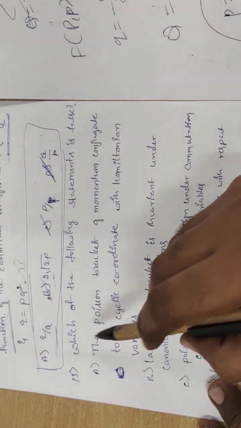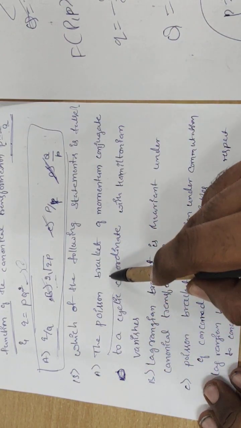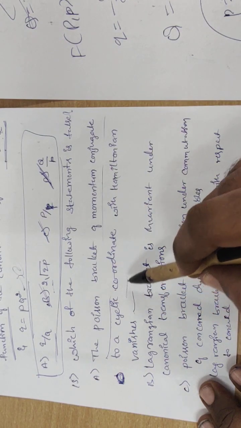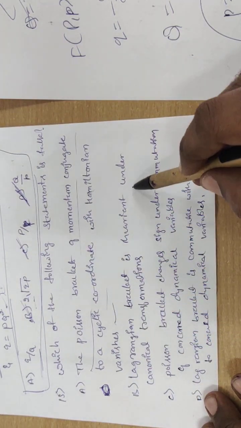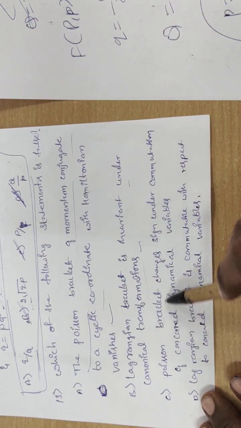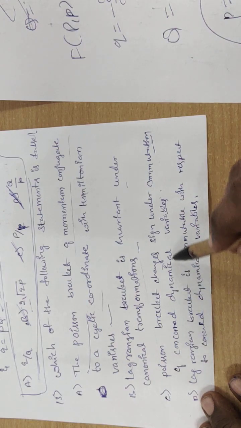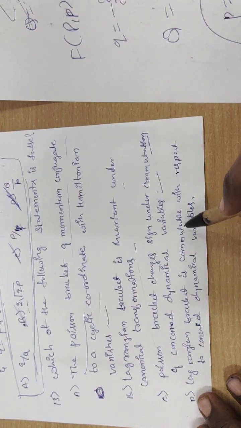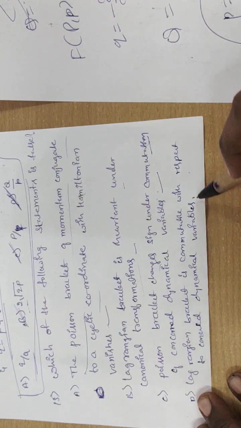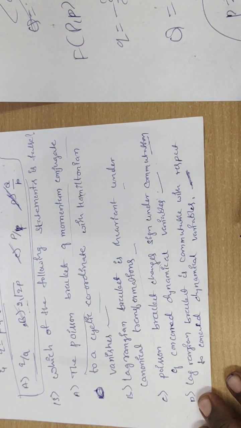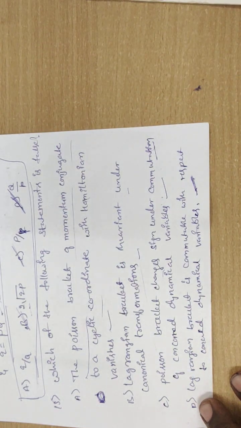So next question, which of the following statements is false? The Poisson bracket of a momentum conjugate to the cyclic coordinate with the Hamiltonian vanishes. Lagrangian bracket is invariant under canonical transformation. Poisson bracket changes sign under commutation of canonical dynamic variables. Lagrangian bracket commutes with respect to the conventional dynamic variables. Okay, so here option number D is correct.